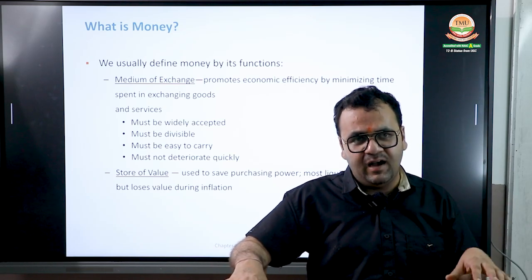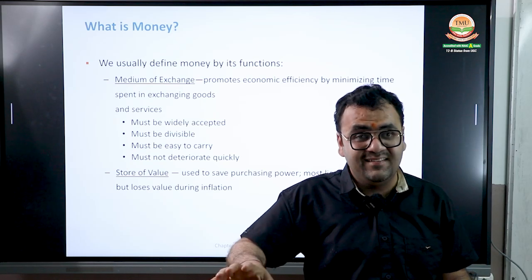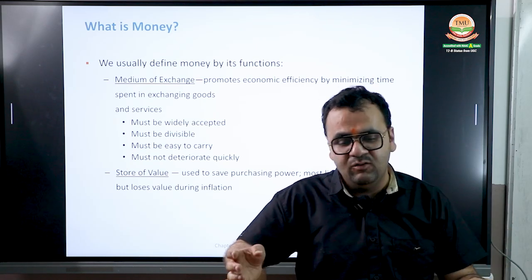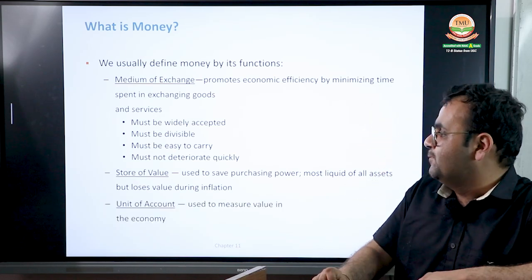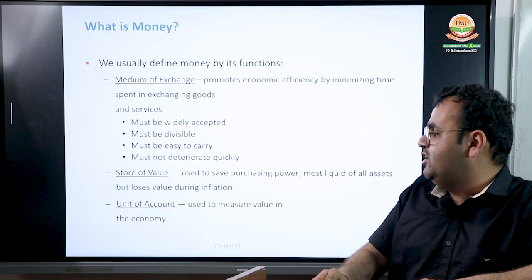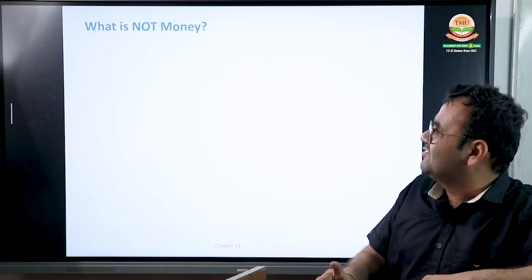If I have money, then I can buy everything, or related to assets, I can buy many things with the help of money because it is universally accepted. Unit of account is used to measure value in the economy. With the help of money, we can measure value.